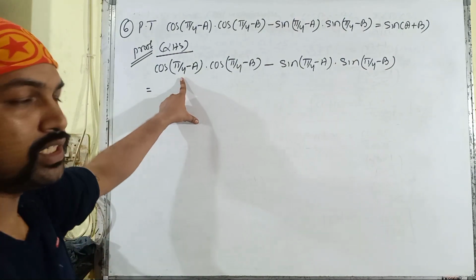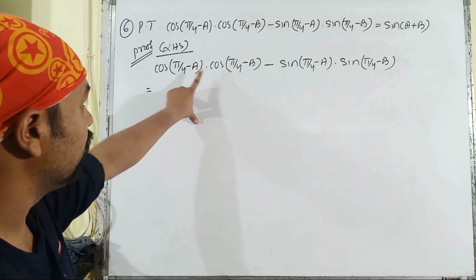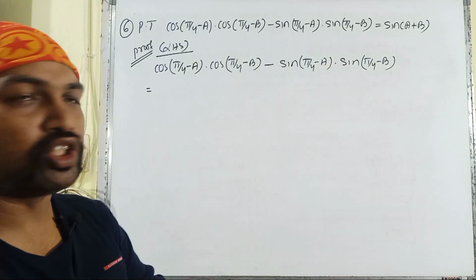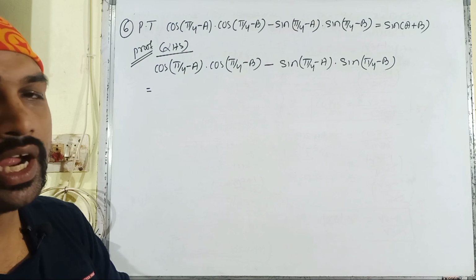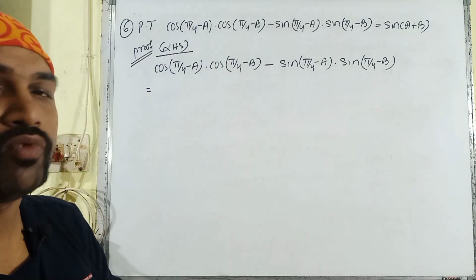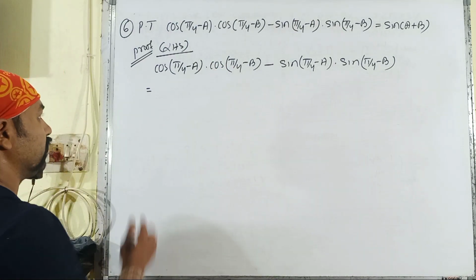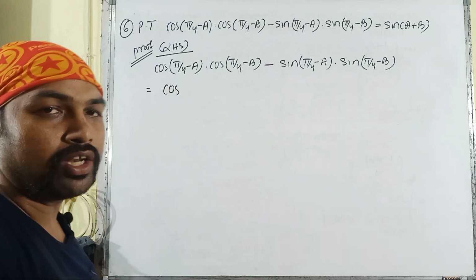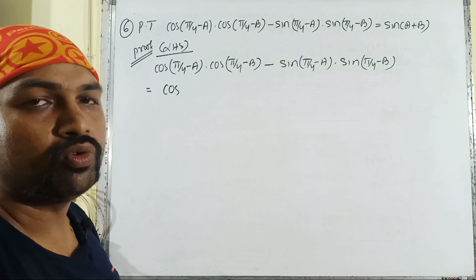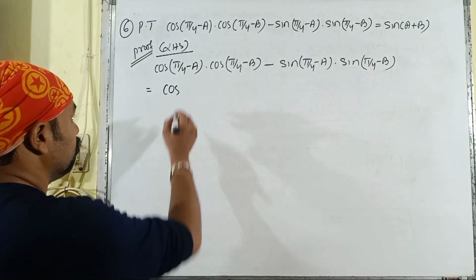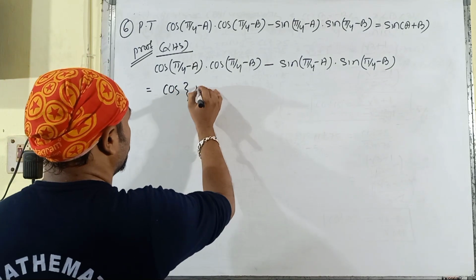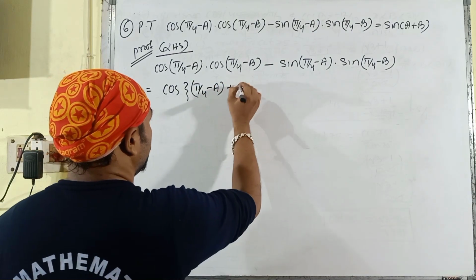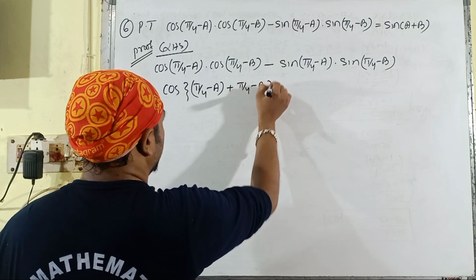and you can see that this is in the trigonometric formula cos A cos B minus sin A sin B. In place of A there is π/4 minus A, and in place of B there exists π/4 minus B. So we can apply that formula here. Cos A cos B minus sin A sin B is equal to cos(A plus B). So let us put these values here: cos((π/4 minus A) plus (π/4 minus B)).